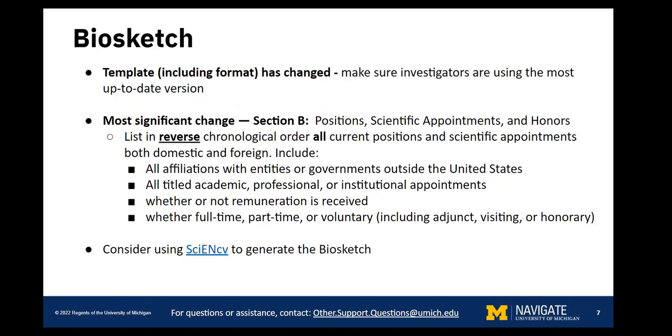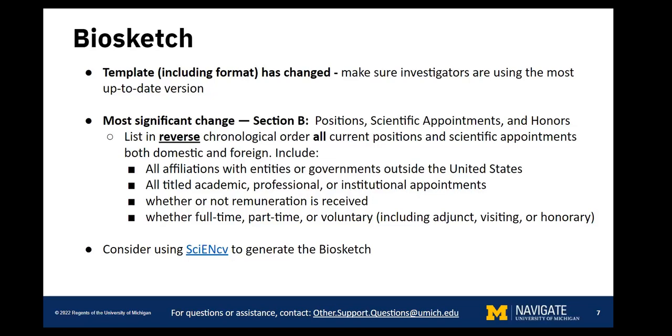So just digging into a little bit more detail on the biosketch, some of the changes that April alluded to. The template for biosketches for NIH has changed, including the actual format. So one of the first things that you can do to help is to make sure that investigators are using the most up-to-date version. In terms of the format, the biggest change is in section B, which asks for all position, scientific appointments, and honors listed in reverse chronological order. And that is a change from the previous biosketch format.